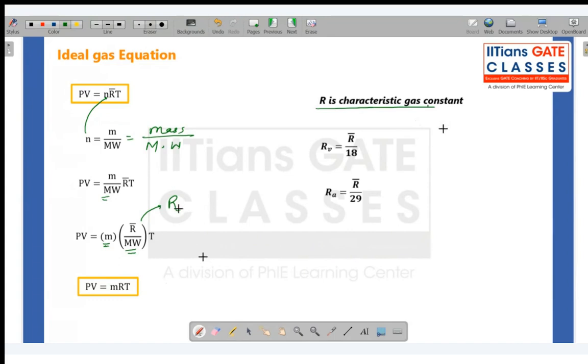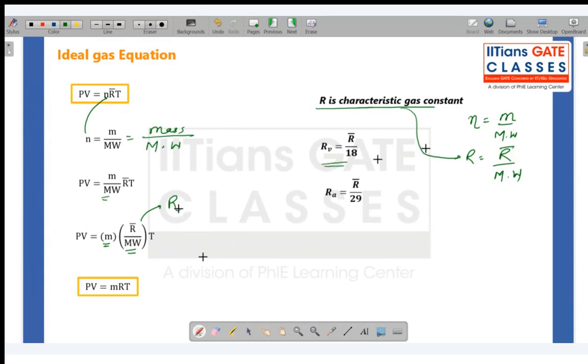which is characteristic gas constant. So again, remember these words: number of moles is equal to mass upon molecular weight, and specific gas constant is equal to universal gas constant upon molecular weight. Now this is characteristic gas constant. It will be different for each gas. For air it will be different, for carbon dioxide it will be different, for each gas it will be different.